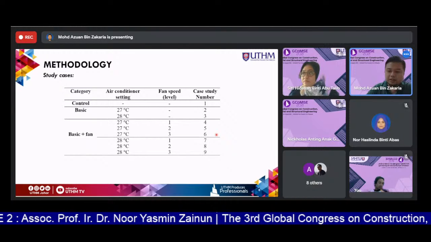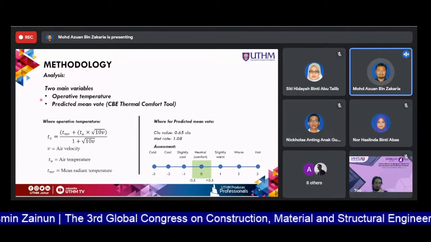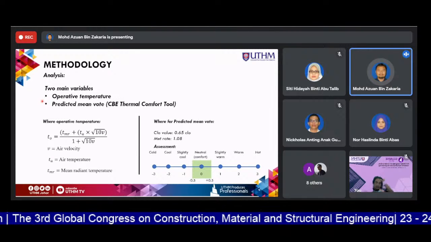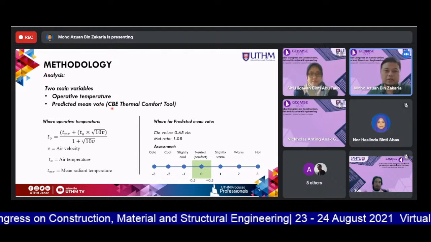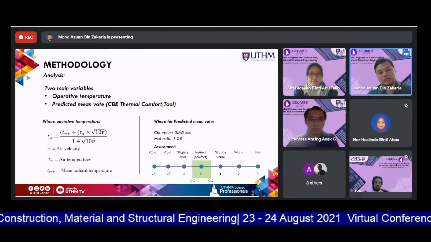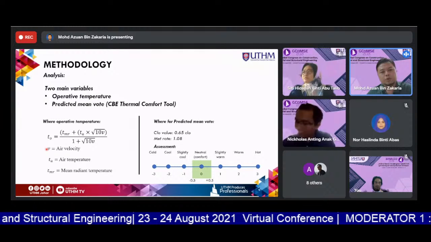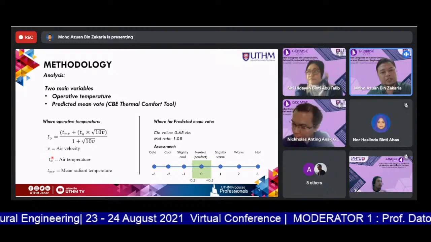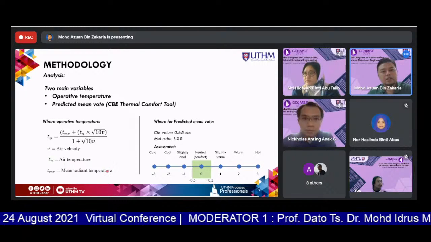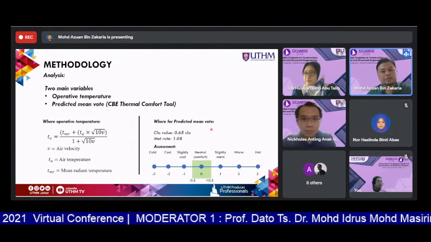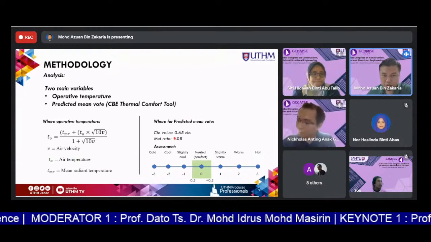Next, for analysis, there are two main variables that we consider. Firstly, operative temperature, and number two, predicted mean vote, which is the thermal comfort sensation, using the CBE thermal comfort tool. For the operative temperature, we use this equation, which needs the input of air velocity, air temperature, and mean radiant temperature.